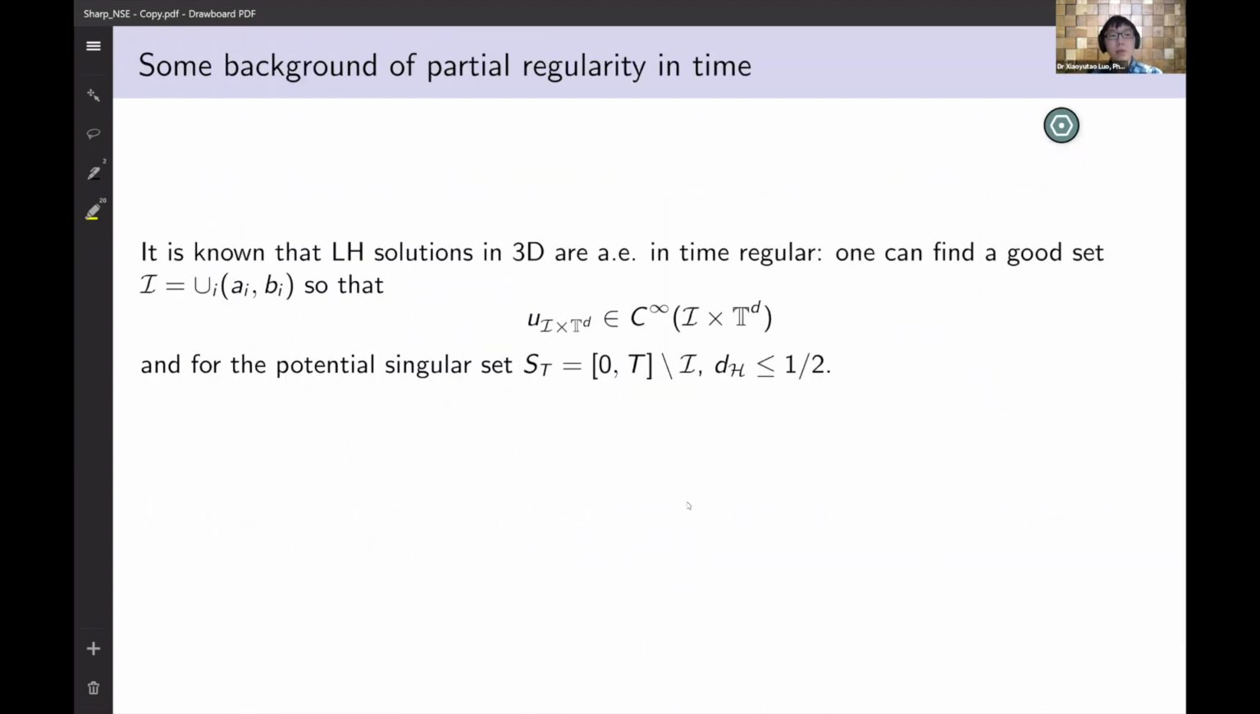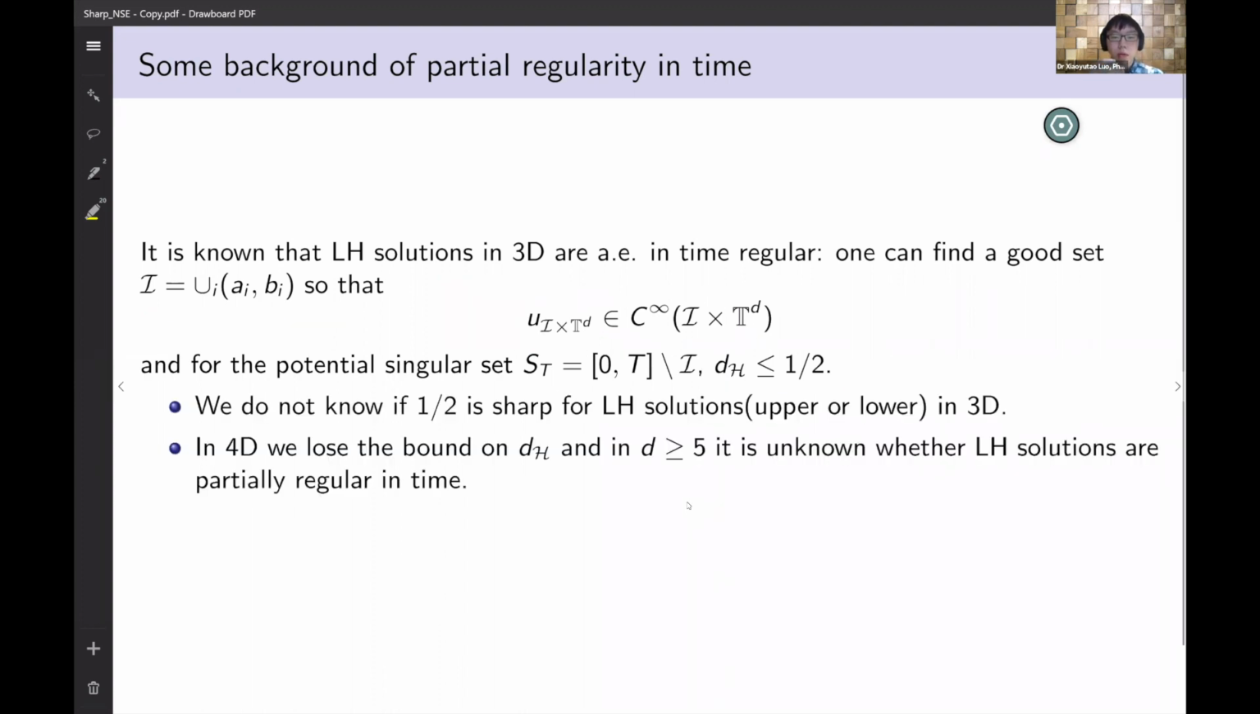And before I introduce the main theorem, here's some background about partial regularity in time. So for Leray-Hopf solutions in 3D, we know that they are almost everywhere in time regular, meaning that in fact we can find a set which is a union of some open intervals, and if you look at the solution restricted on this union, it is in fact a classical solution. Right? And if you look at the potential singular set, you remove this union, and you can have a very good Hausdorff dimension bound on this set. So this set is not so large, it has Hausdorff dimension less than 1/2 in 3D.